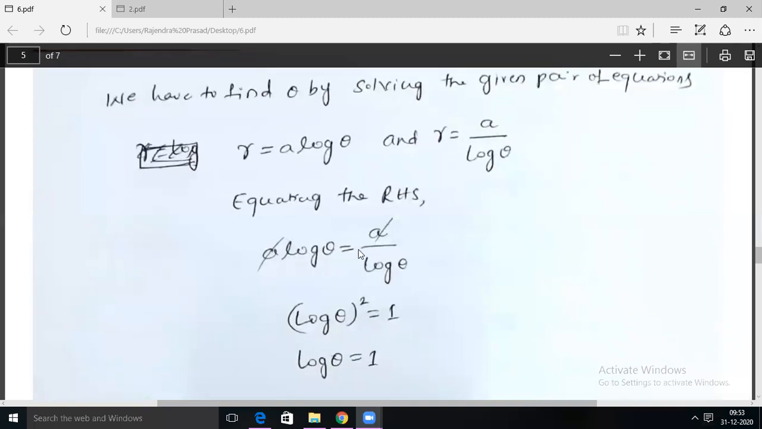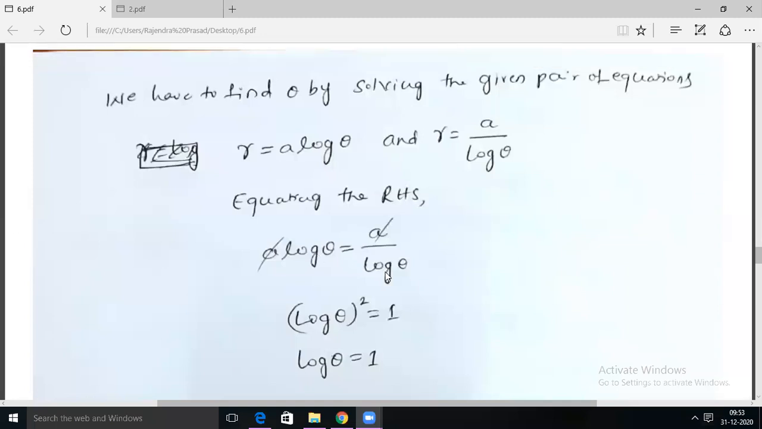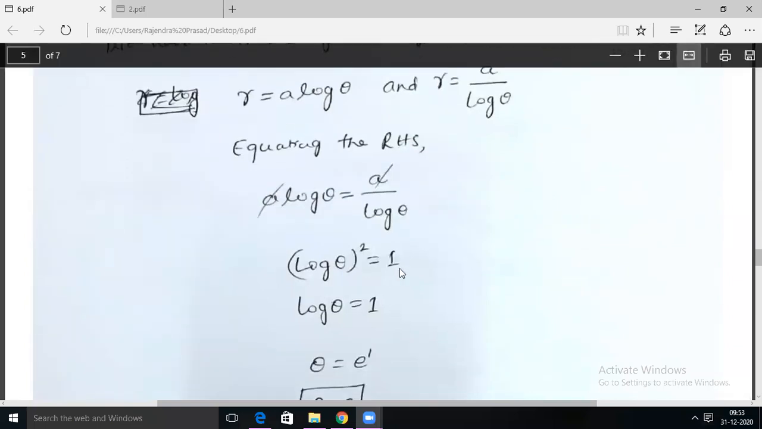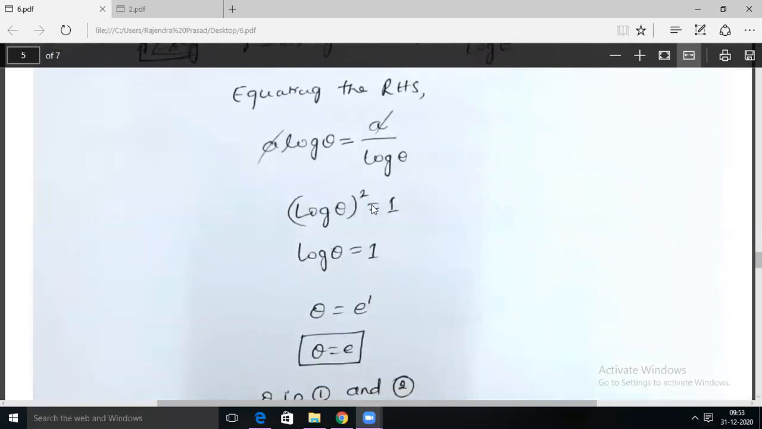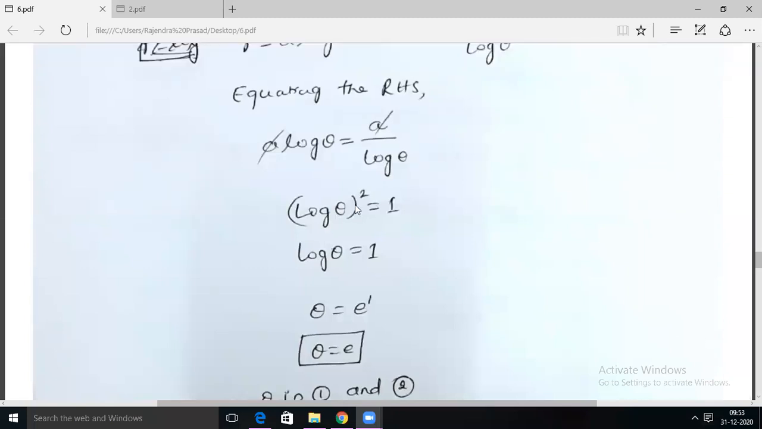Obviously a gets cancelled, LHS a and RHS a get cancelled. Log theta into log theta, whole square. So RHS part we have here 1. Log theta whole square is equal to 1. Taking the square root on both sides, square and square root get cancelled. Square root of one value is 1 itself. Log theta is equal to 1. So all of you know that theta is equal to e power 1.